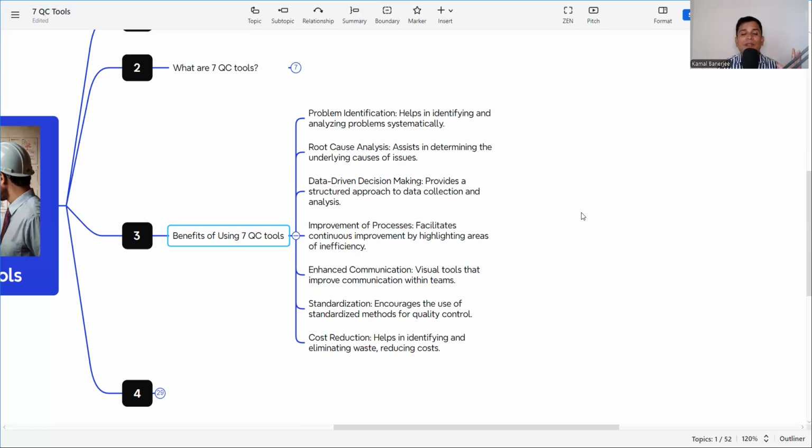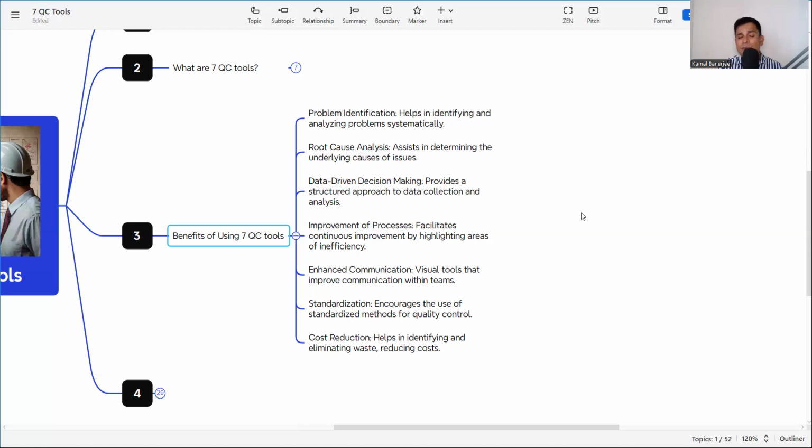Same way, these 7QC tools find out the underlying and the main cause of the defect, or the problem the services are facing, and accordingly we, the engineers, have to find out the solution. Then it is data driven decision making.